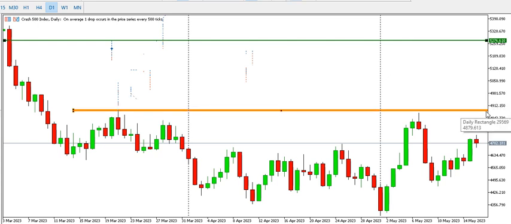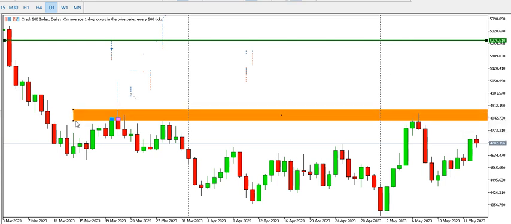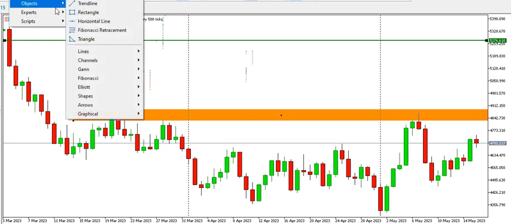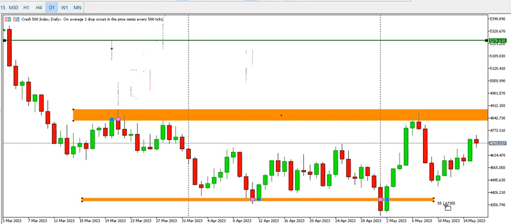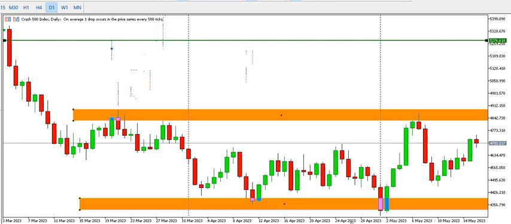It's been ranging. It's our range top around here, and this is the range bottom around here. So Crash 500 has been ranging. You might want to trade the range. If you are a range trader, you might want to trade the range.